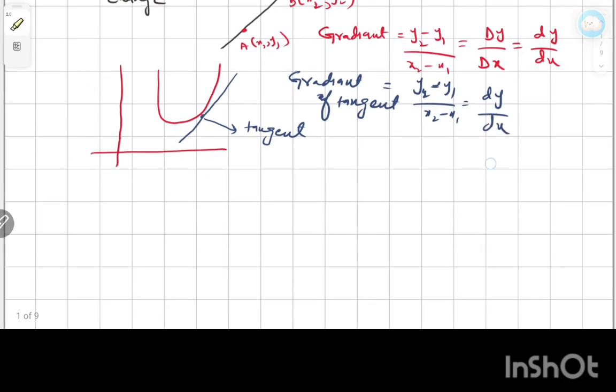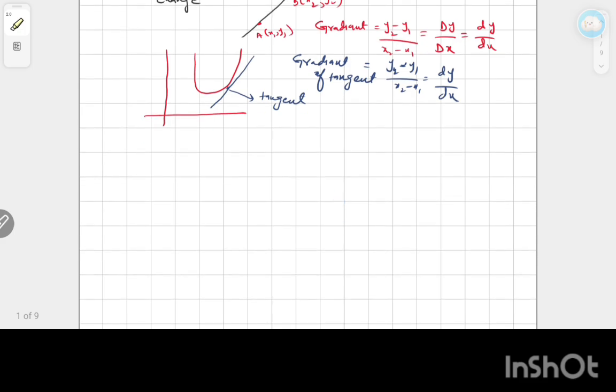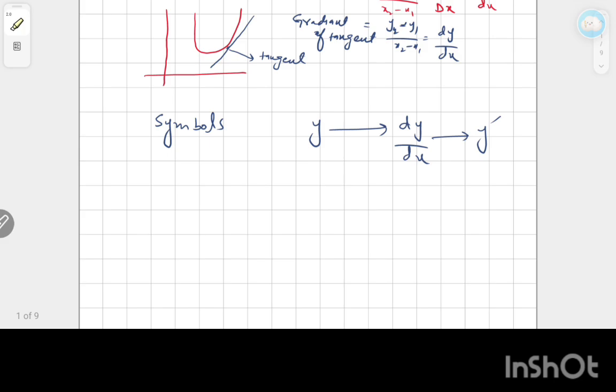The second important thing is its symbol. Its simple symbol is dy over dx. This is its symbol, dy over dx. Further, we can also write it in this form, y dash or y prime. Some people say y prime and some say y dash. Most of the time in mathematics y prime is correct. So that is the derivative.